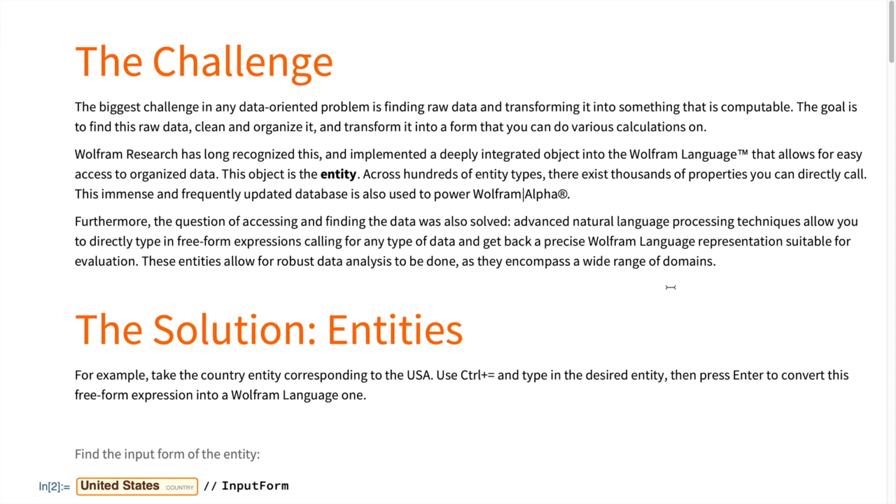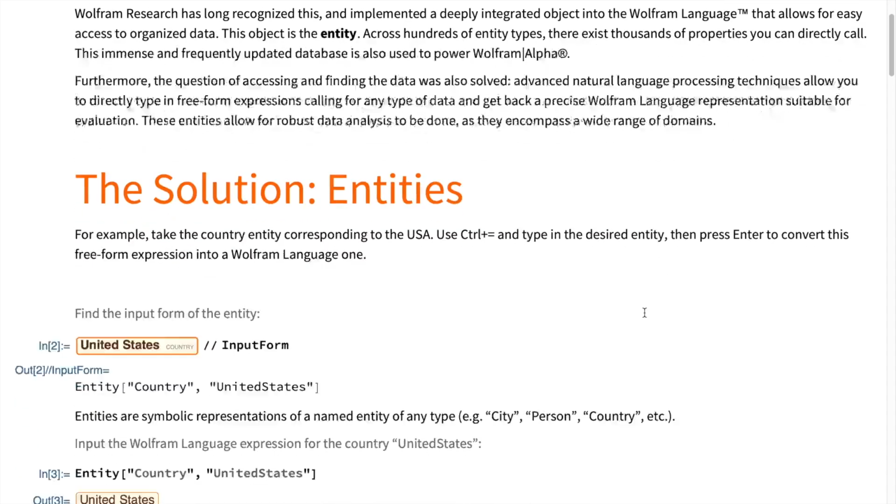There are tens of thousands of these entities in the Wolfram language. They correspond to people, countries, chemicals, and almost anything you can imagine. There are even entities for Pokemon. Let's take, for example, the entity corresponding to the United States.